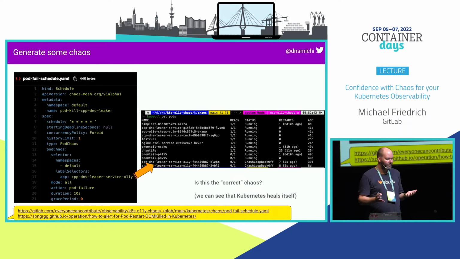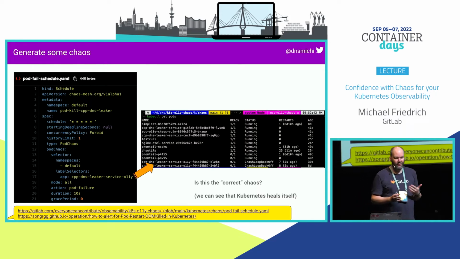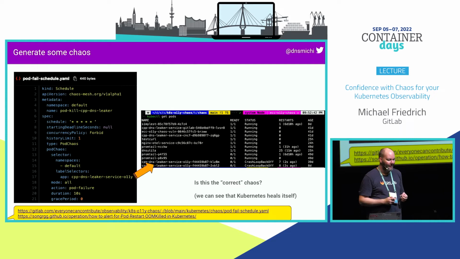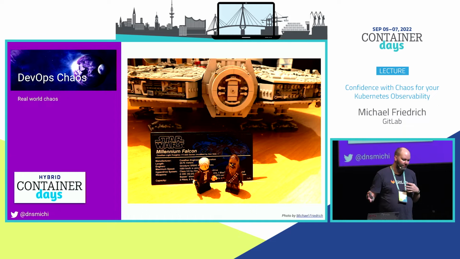The first steps in generating some chaos can be to kill, not to kill some pods, but to fail some pods in a more gentle way. The shown screenshot kind of forces the pods to fail, and Kubernetes detects that after a while as a crash loop back off. Okay, this is kind of expected, but is this the real chaos I really want to see? So maybe we should dive into more practical examples rather than trying to click in the UI and do something.